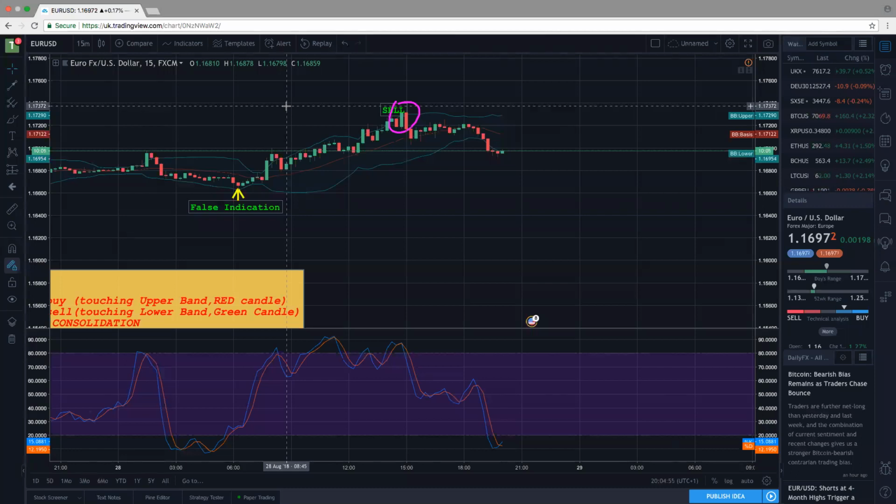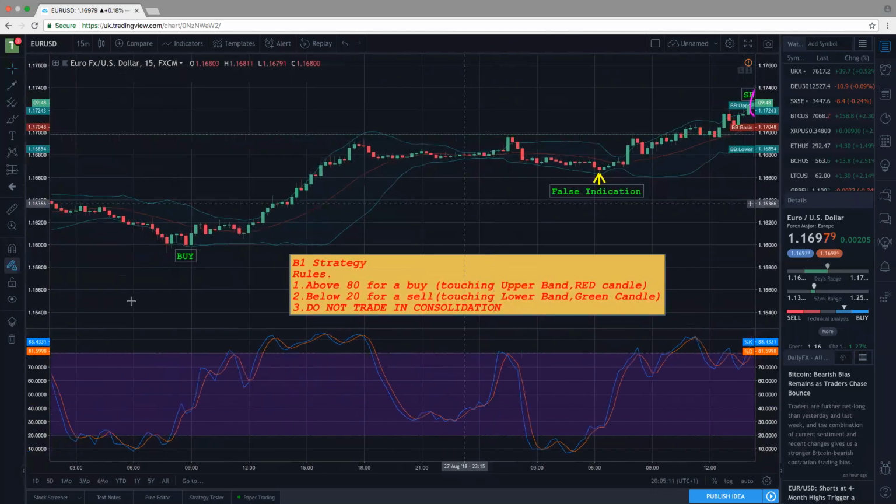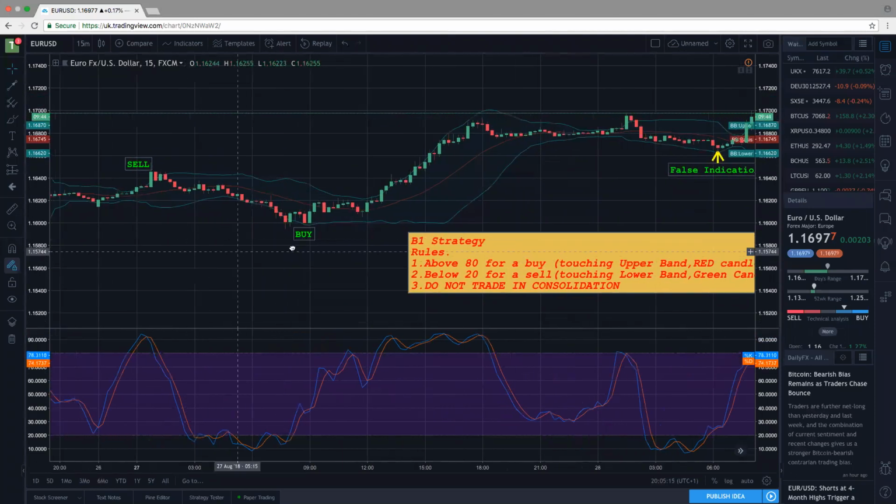So it's really simple. When you're looking for a sell, you need to look for a red candle touching the top Bollinger Band, and it needs to be above 80 on the stochastics. That is a sell. Now, when we're looking for a buy, we want basically something like this.